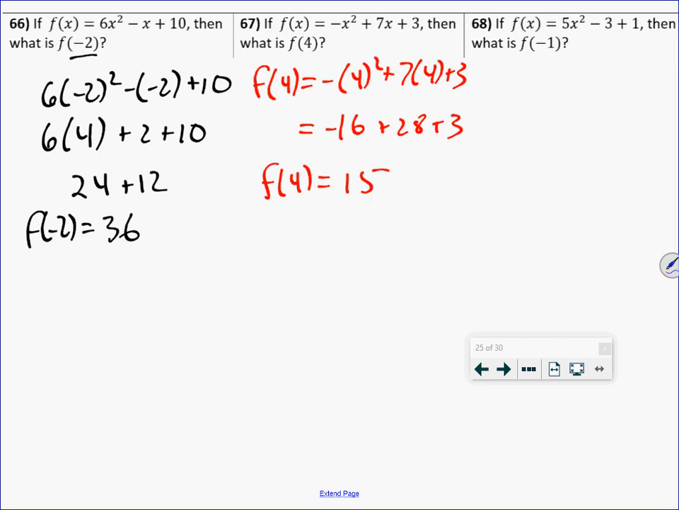This last one is f of negative 1 equals 5 times negative 1 squared minus 3 plus 1 equals 5 minus 3 plus 1, because negative 1 squared is 1. And that will be 3.